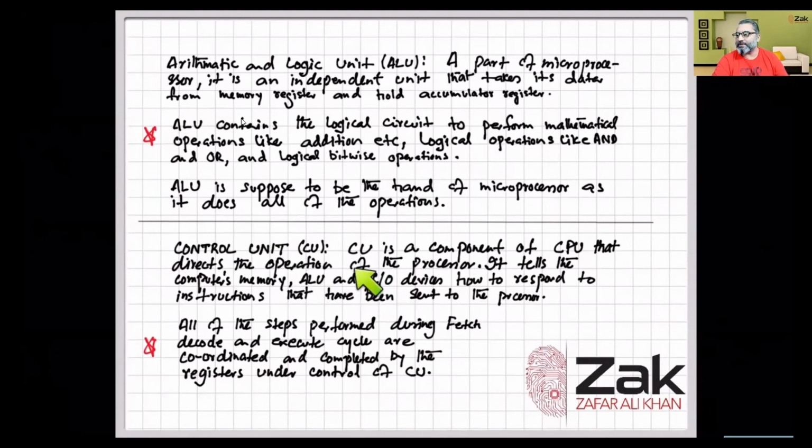It tells the computer's memory, ALU, and IO devices how to respond to instructions that have been sent to the processor. All of the steps performed during the fetch-decode-execute cycle are coordinated or synchronized and completed by the registers under the control of the control unit. So without the control unit, nothing could happen. All input, output, and everything. The fetch-decode-execute cycle all happens using the control unit.